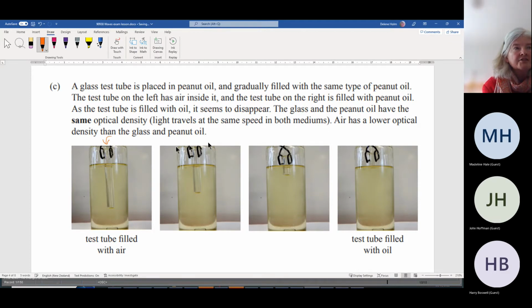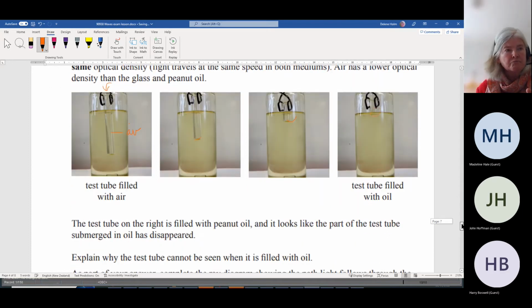Okay, so air has a lower optical density than glass and peanut oil. So here inside this, we've got air, so we can see the tube. But now we're going to fill this test tube with peanut oil. So you can see here there was much, now we're filling it more, and now it's completely gone. Okay, so that's what's happening. Spend a bit of time making sure you understand what that is showing.